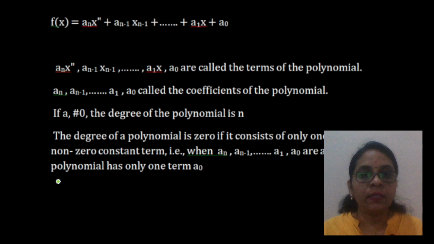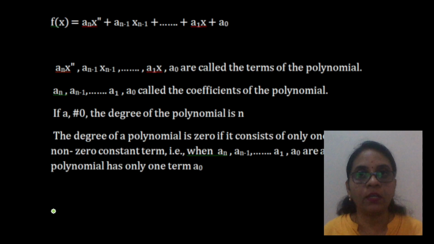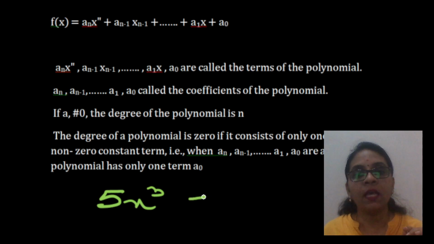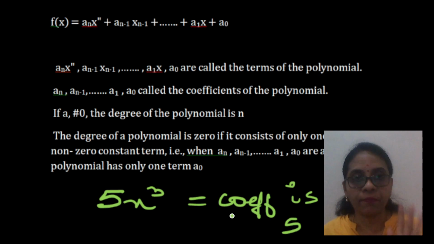So in a polynomial, a_n x^n, a_(n-1) x^(n-1), all these are called the terms of the polynomial, and a_n, a_(n-1), a_1, a_0 are all called the coefficients of the polynomial. Children, you know what a coefficient is. Suppose I write 5x cube, what is the coefficient of x cube? The answer, you learnt it in standard 6, is 5. The numerical coefficient of x cube is 5. So that is what a coefficient is.